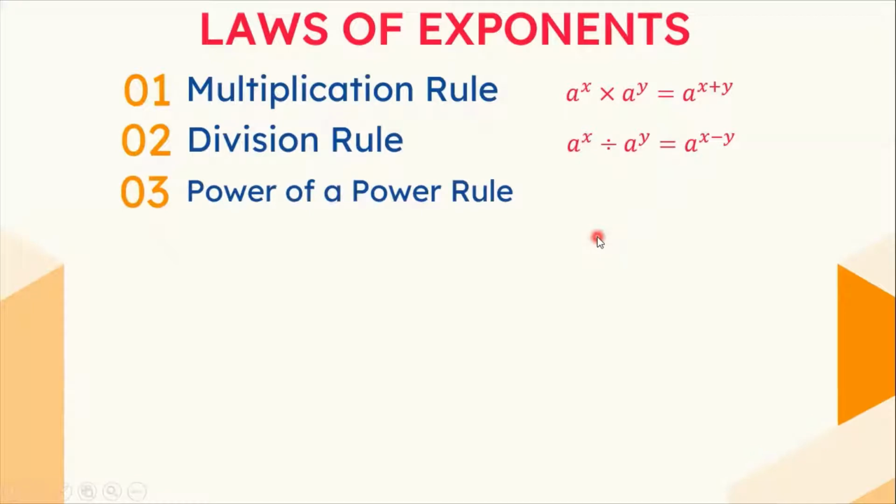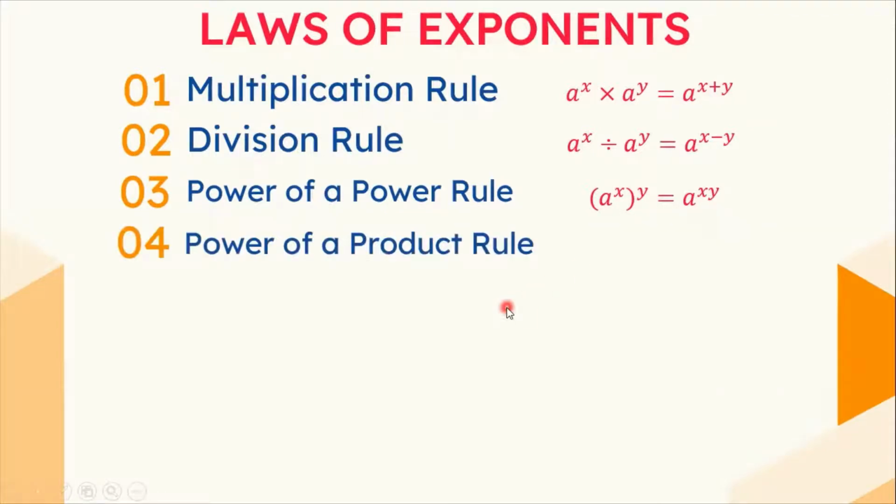Next, we have the power of a power rule. If you are raising a power to an exponent, you multiply the exponents. Next, the power of a product rule. If the product of the bases is raised to the same exponent, then the result is the multiplication of the individual factors of the product, each raised to the given exponent.